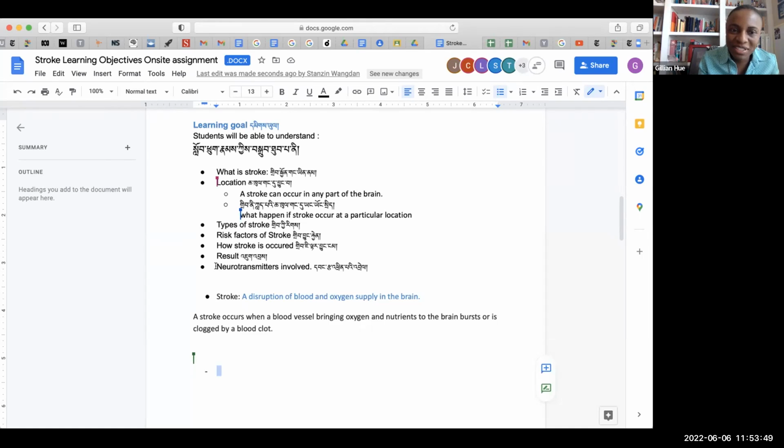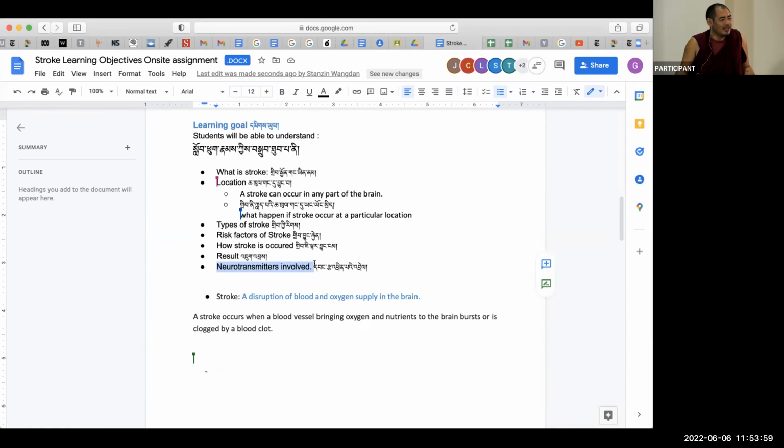The other thing I will say is, since a stroke can occur in any part of the brain, then any neurotransmitters could be involved.